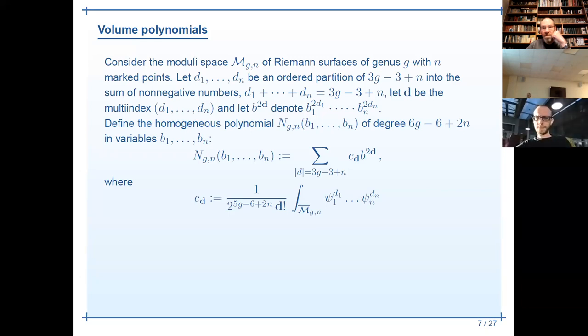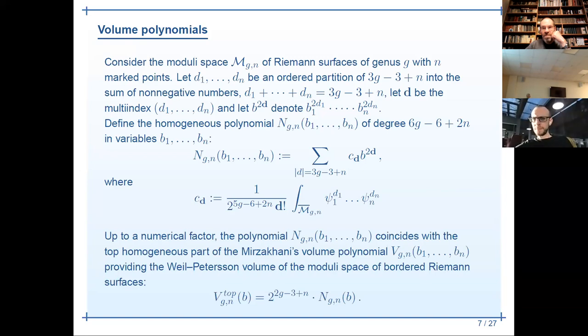And you can ask, what was the point of using this normalization? Well, there is no explanation from the point of view of the generating function, but the geometric explanation is as follows. With this normalization, which was chosen by hand, this generating function gets meaning in several contexts in geometry. Up to a numerical factor, the polynomial which we constructed coincides with the top homogeneous part of Mirzakhani's volume polynomial V_{g,n}, providing the Weil-Petersson volume of the moduli space of ordered Riemann surfaces.